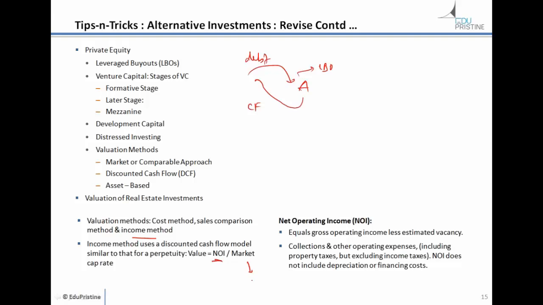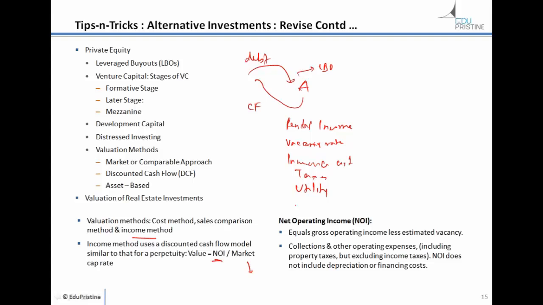Now how do I compute the net operating income? If I've been provided, let's say, four or five different things, I've been given the rental income. I've been given the vacancy rate, which is nothing but the percentage of time the property remains vacant. I've been given the insurance cost, taxes, the utility bills, and the maintenance.